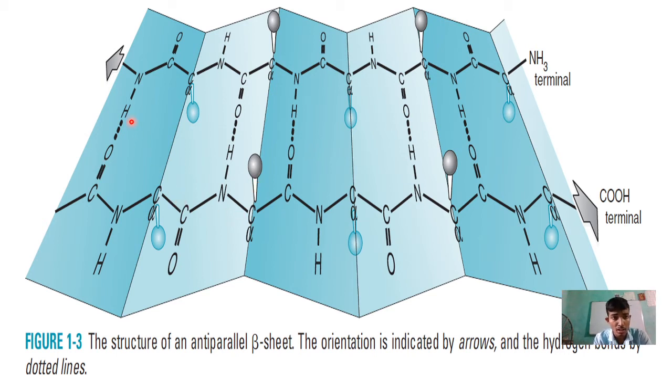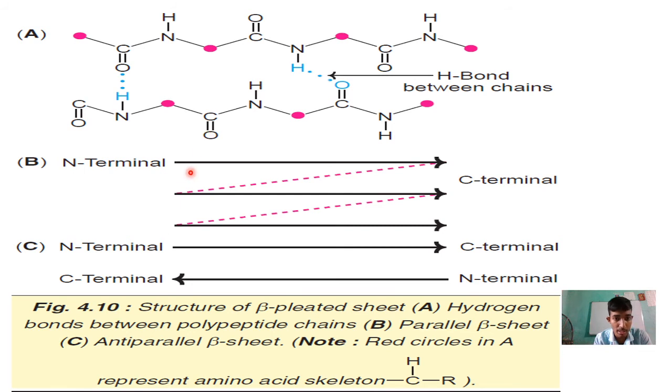You can see that this polypeptide chain runs in this direction, and this polypeptide chain runs in this direction. The direction is different, so it is an anti-parallel beta sheet. If the direction is the same, it is called a parallel beta sheet. So this one is a parallel beta sheet because the polypeptide chains run in the same direction. But in case C, the direction of the polypeptide chain runs between different positions, so it is the structure of an anti-parallel beta sheet.